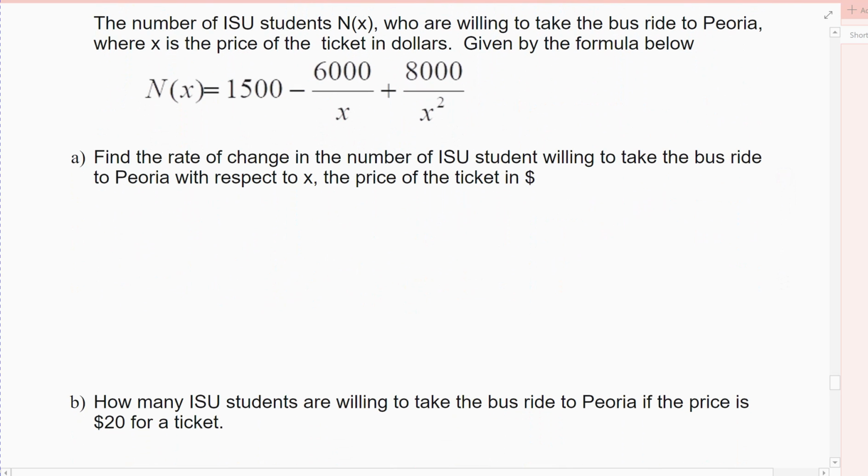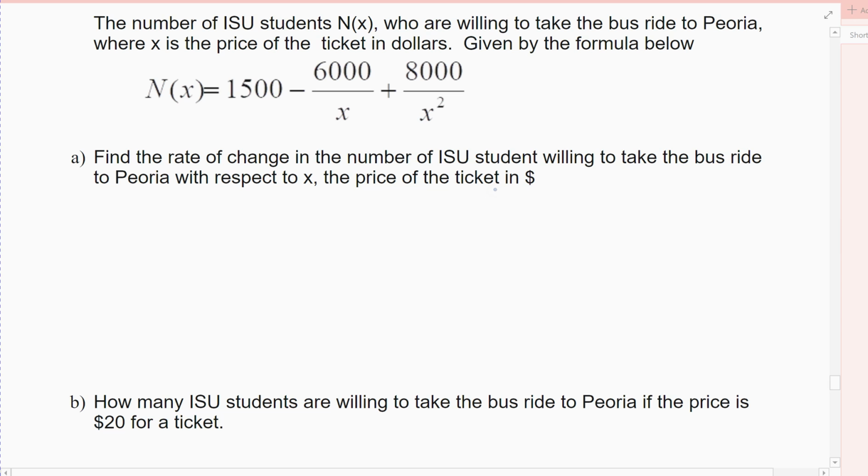Right, the next example. The number of ISU students, n of x, so that's the function, who are willing to take the bus ride to Peoria, where x is the price of the ticket in dollars, given by the formula below. So n of x represents the number of students, and x represents the price of a ticket in dollars. Find the rate of change in the number of ISU students willing to take the bus ride to Peoria with respect to x, the price of the ticket in dollars.